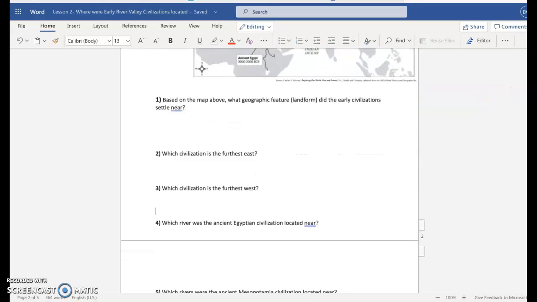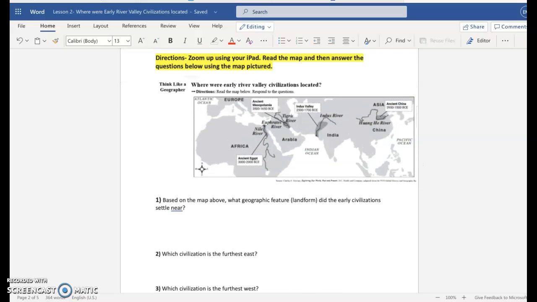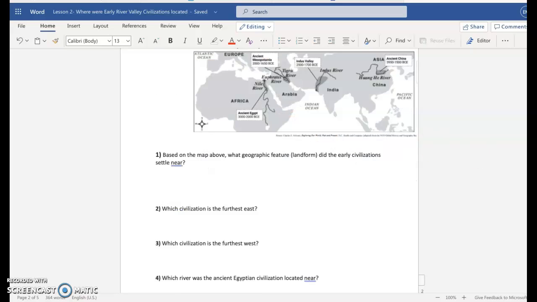Then for the next couple, which rivers, with an S, were the ancient Mesopotamia civilization located near? Scroll up, find ancient Mesopotamia, and it says it's by river, so plural, more than one. Follow the black line, and it will tell you which 2 rivers ancient Mesopotamia is near.